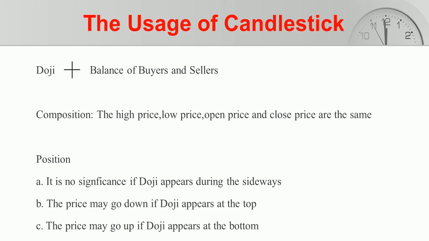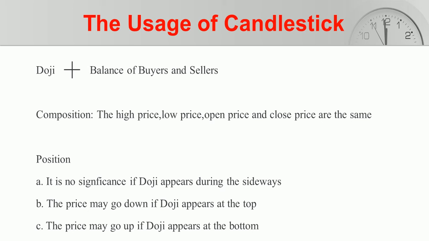So let's see the next one. The usage of candlestick, the application of candlestick. This is the Doji candlestick. So you can see the open price is the same as the close price. Then this is the Doji. It shows a balance of buyers and sellers. The high price, low price, open price, and close price are at the same position. So you can see this is the Doji.